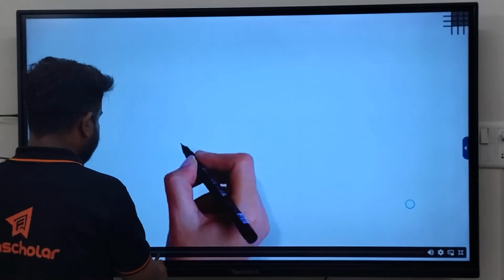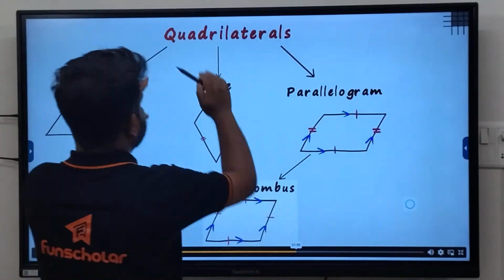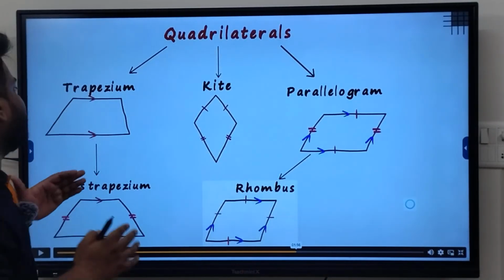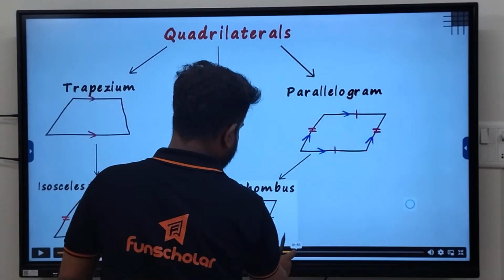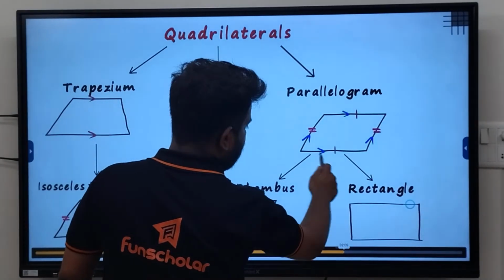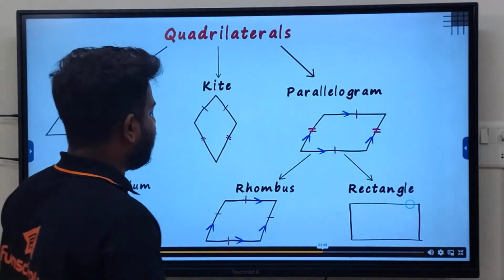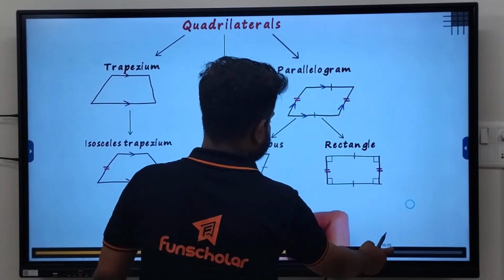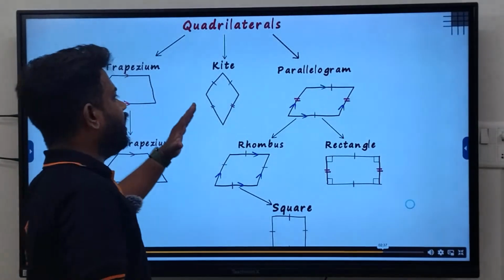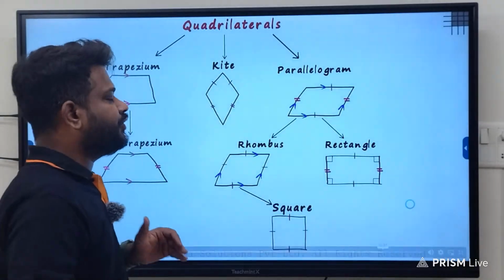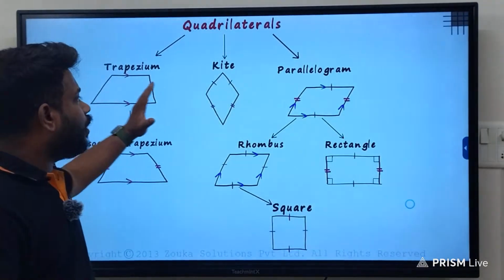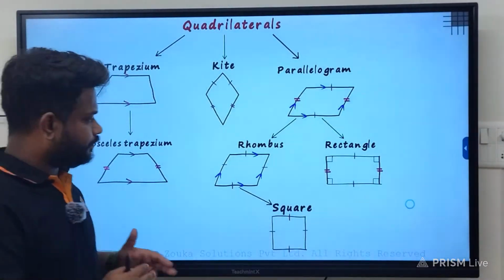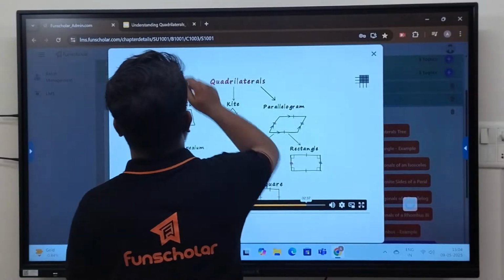So here is the video, and in this video they have discussed how these quadrilaterals make a tree like this: trapezium, kite, parallelogram, rhombus, isosceles trapezium, and again the parallelogram can also be divided into rectangle and square, just like a tree. So this will be called the quadrilateral tree, and it is just a video to make sure you guys don't forget how they come from which one. Okay, so now let's discuss it better.